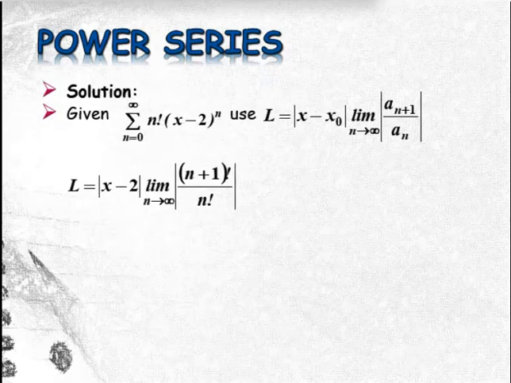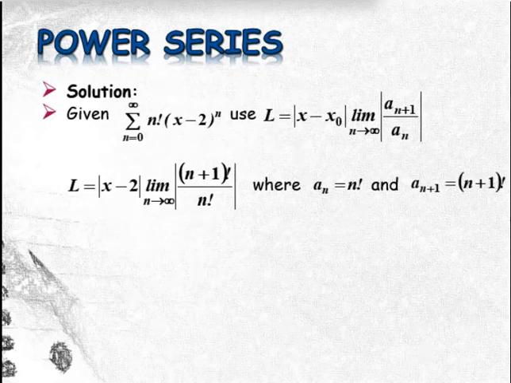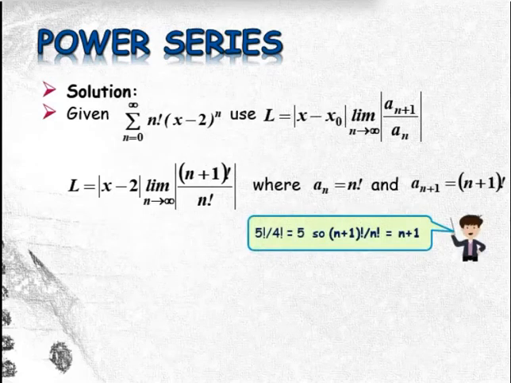So we will end up with L equals the absolute value of x minus 2 times the limit of n plus 1 factorial over n factorial as n approaches infinity, since a sub n is n factorial and a sub n plus 1 is n plus 1 factorial. How are we going to evaluate the expression n plus 1 factorial over n factorial? Note from lower math that 5 factorial over 4 factorial is equivalent to 5. So by inspection, n plus 1 factorial over n factorial must be equivalent to n plus 1.